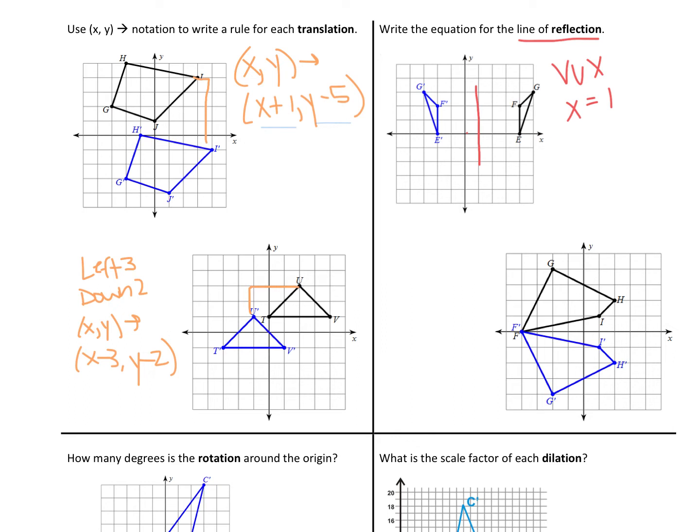And if we look at the guy below, if you want to hit pause and give that a try, this guy has a line of reflection right there on the x-axis. That then means it's a horizontal line, right? Because it's a horizontal line, and it's going to be y equals 0 there because it is right on top of the x-axis.